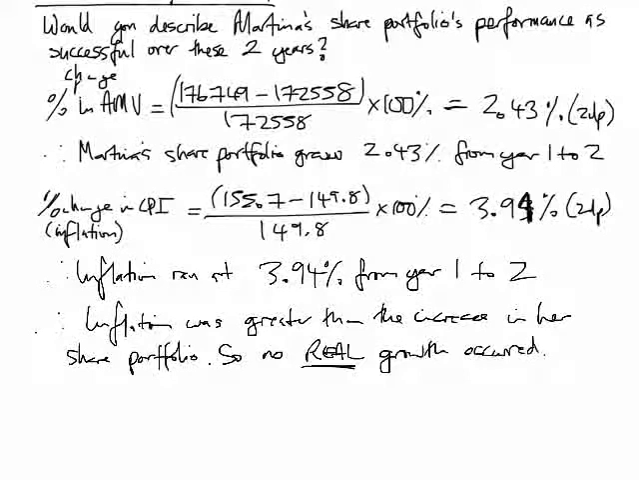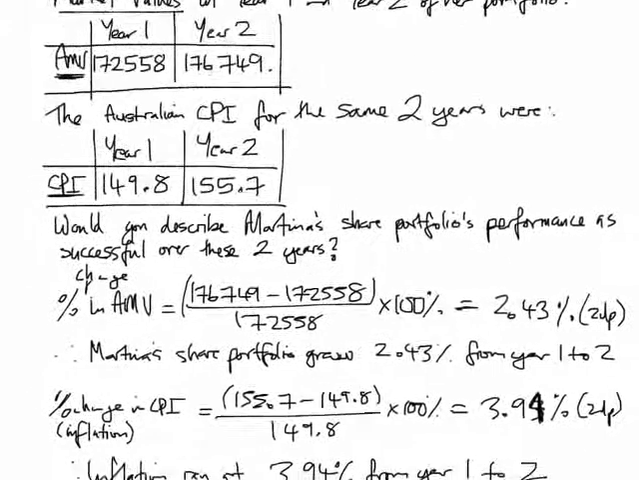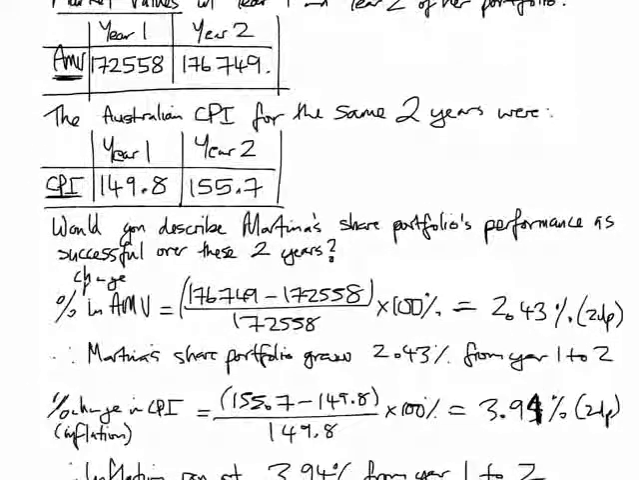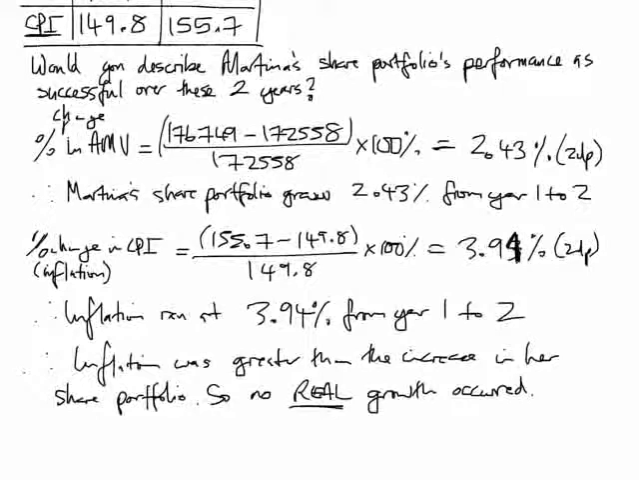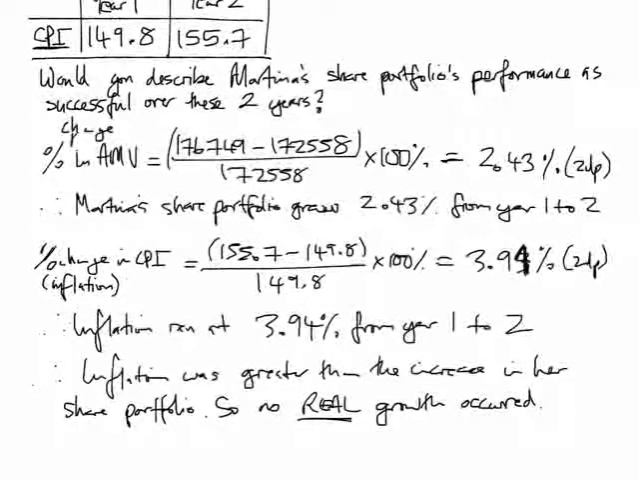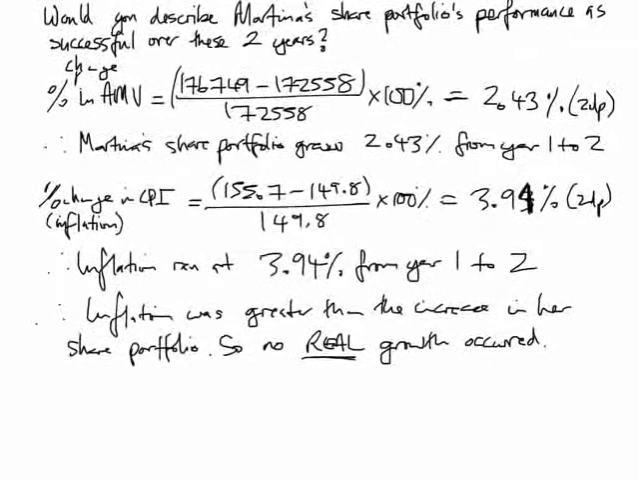So even though she sees bigger numbers, she sees that the value of all her share portfolio goes from this number, which is smaller than this one, that didn't actually beat inflation. It didn't really grow because the buying power of that is not worth what it was. It's not enough to cover the inflation. The increase in cost of everything went up by 3.94%, compared to the 2.43% that the investment grew. So no real growth occurred.